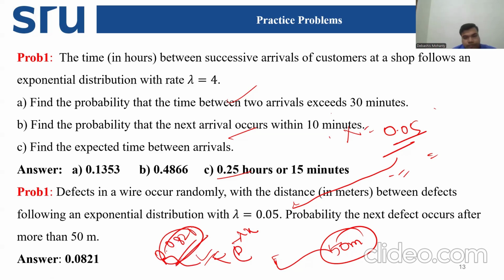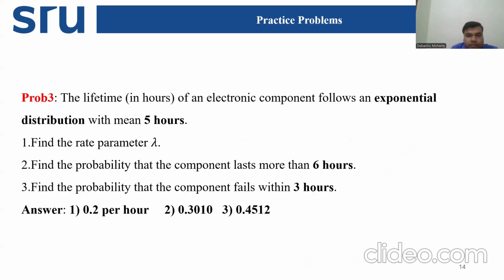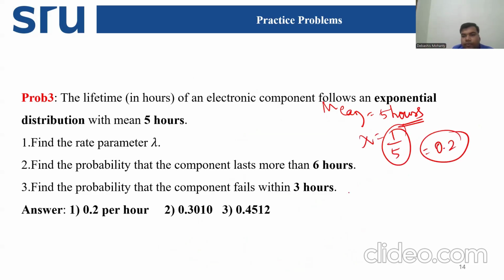Okay students, so this is all about those problems. Next, come to the next problem. The third question: the lifetime in hours of an electronic component follows an exponential distribution with mean equal to 5 hours. Then we need to find the rate parameter lambda, that is 1 by 5, that is 0.2 per hour.